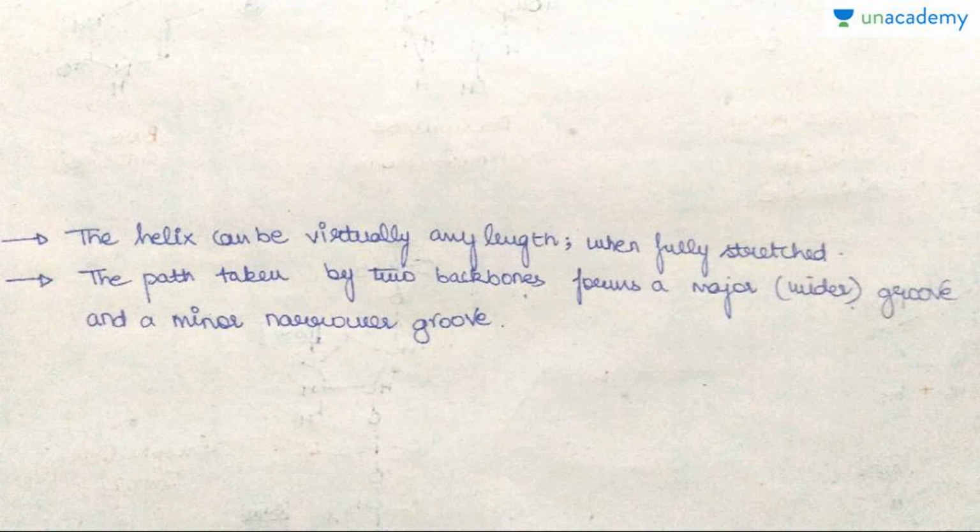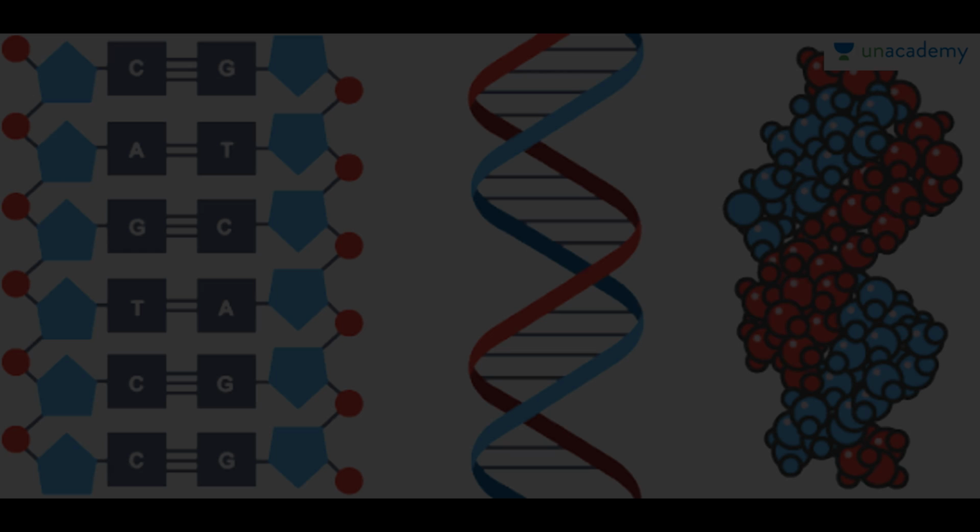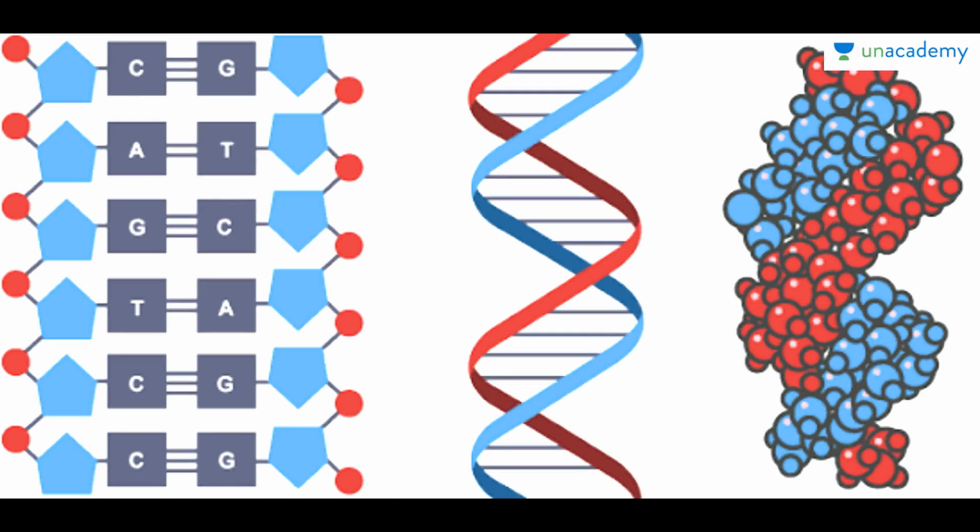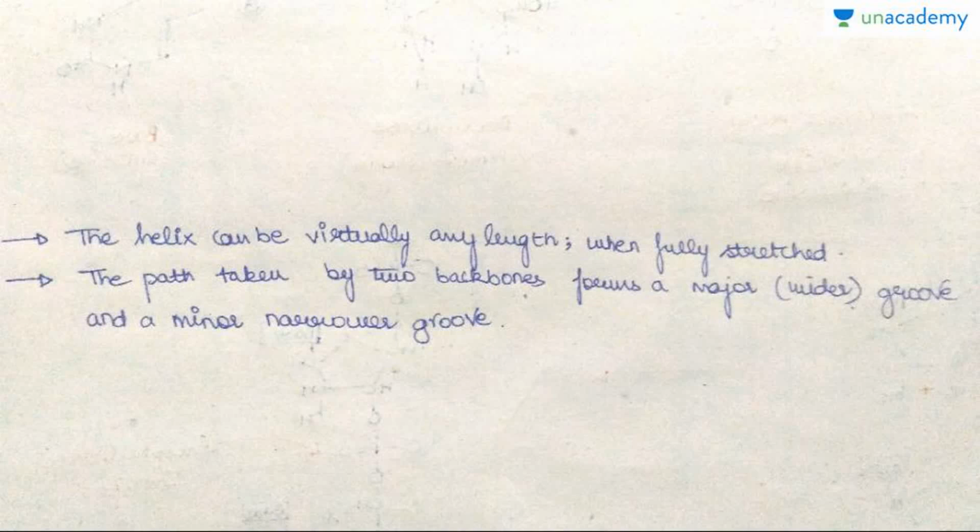The path taken by the two backbones forms a major wider groove and a minor narrower groove. As you can see, this is the minor groove, which is narrow, and then we've got the major groove, which is far and wide. So that's about the DNA. I would definitely recommend you checking out the first tutorial, because it has the details of the bonding, and the purines and the pyrimidines, and the bonding that they form with each other.